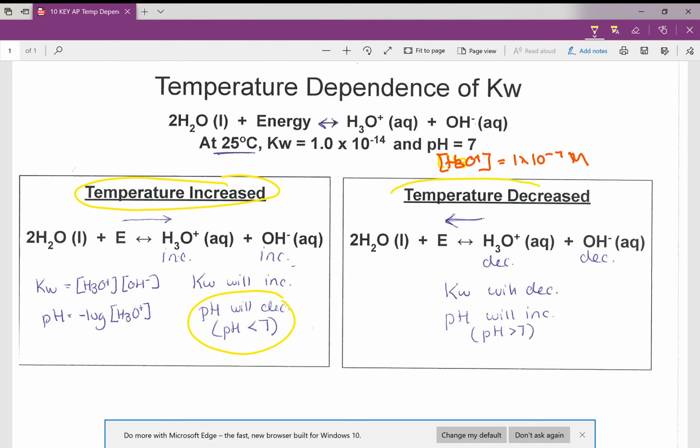However, when our temperature is decreasing, it's going to favor the exothermic reaction. So in this case, it's going to shift to the left to reestablish equilibrium, which will cause the concentration of hydronium and hydroxide to decrease. Keeping with the same equations from before, the Kw is going to decrease because it's the product of those two smaller values, and because there's less hydronium in solution, the pH will actually increase, something like 7.2.